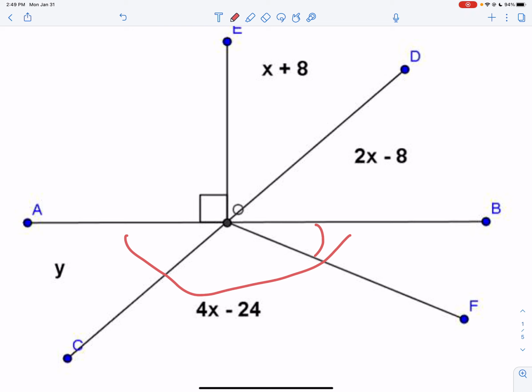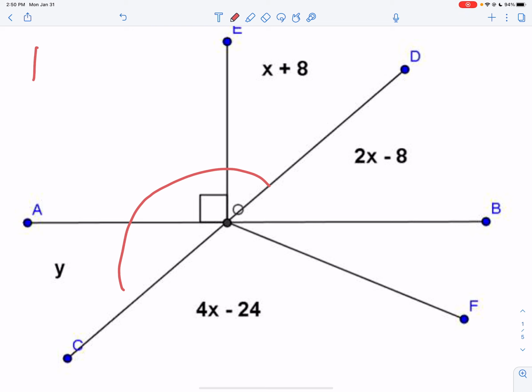If we try to do y plus 4x minus 24 plus whatever that angle is, then we're going to have two unknowns. So we have another line right here, though. All of these add up to be 180 degrees. So let's go ahead and do that.